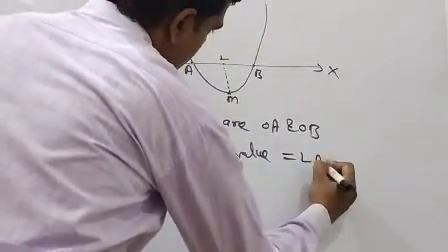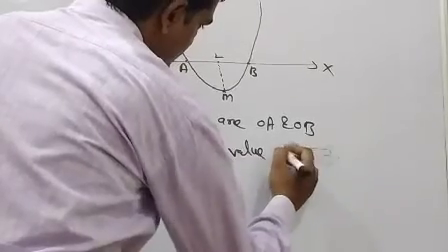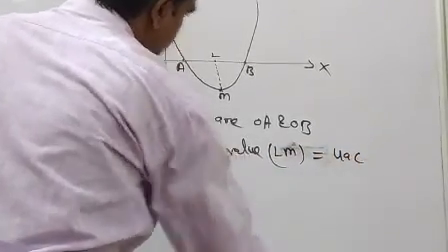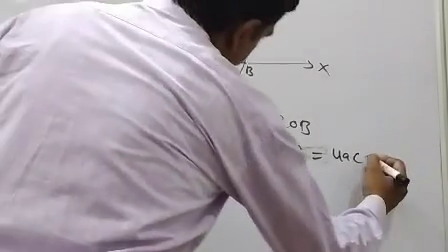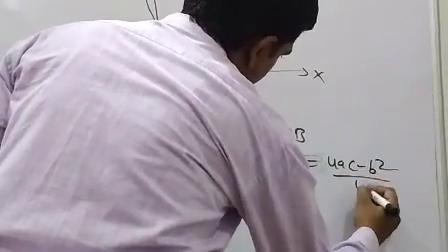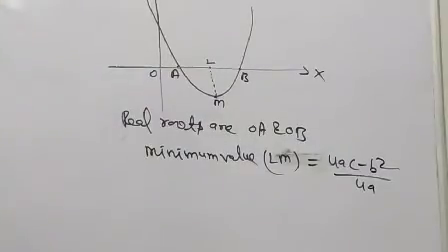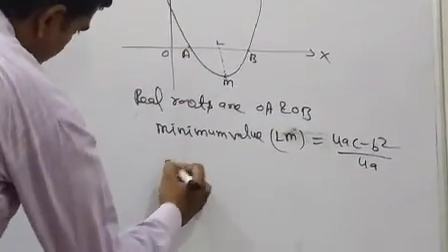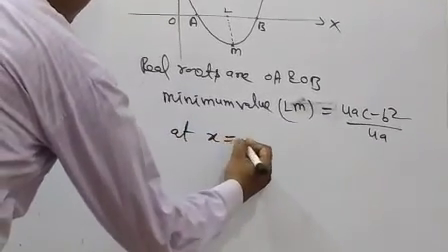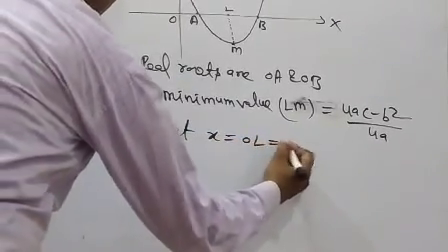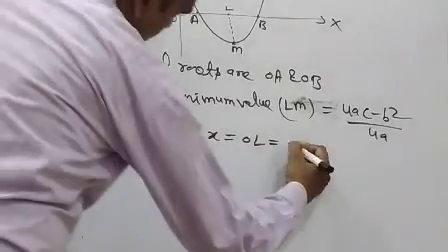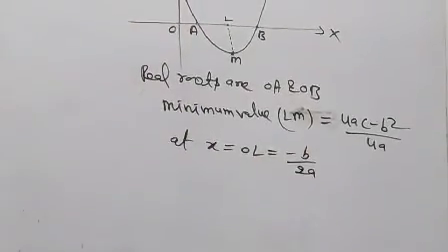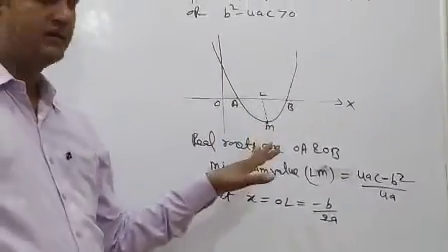LM is equal to what? 4ac minus b square upon 4a. Clear? Understood? And at x is equal to what? OL. X is equal to OL. OL means what? Minus b upon 2a. Understood? Very simple. This is the condition.